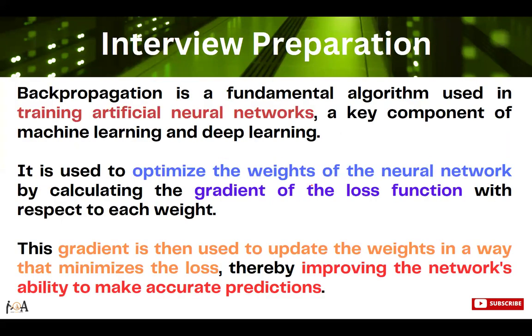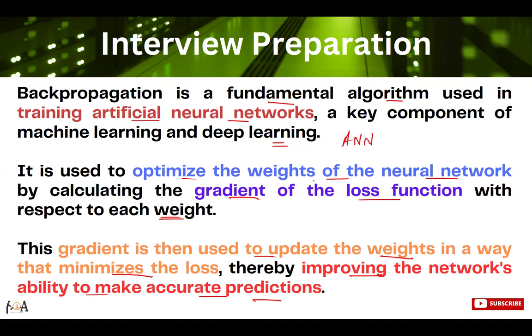So let's begin. Backpropagation is a fundamental algorithm which is basically used in training artificial neural networks, that is ANN, a key component of machine learning and deep learning, right? It is used to optimize the weights of the neural network by calculating the gradient of the loss function with respect to each weight. This gradient is then used to update the weights in a way that minimizes the loss, thereby improving the network's ability to make accurate predictions.